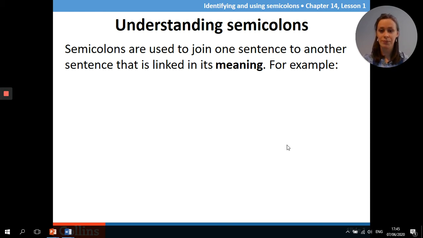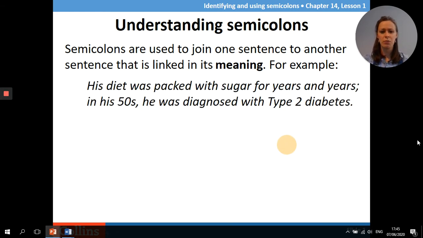For example, his diet was packed with sugar for years and years; in his 50s, he was diagnosed with type 2 diabetes. This exemplifies how to use a semicolon perfectly. Notice how the first sentence about the man's diet is separated, or rather joined, to the next one with the semicolon, which is about his diagnosis with diabetes.